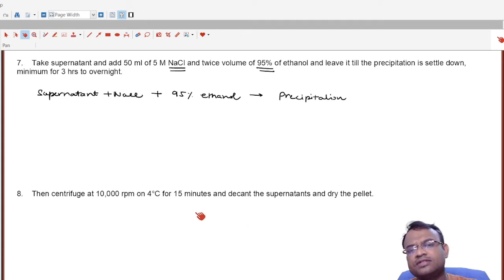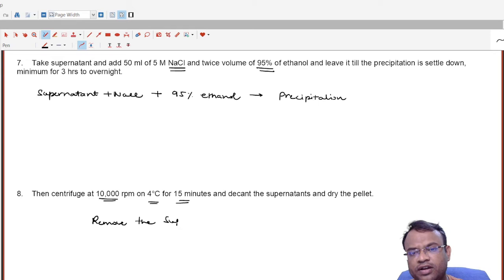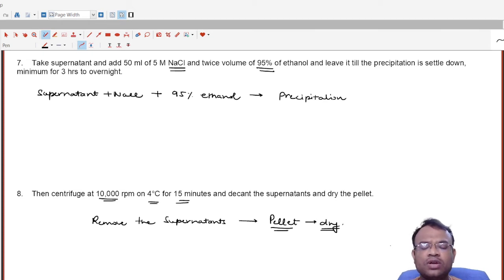Next, centrifuge again at 10,000 rpm at 4 degrees centigrade for 15 minutes and decant the supernatant. After removing the supernatants, you have your pellet. Now this pellet is allowed to dry, because it was having the alcohol also, so that all the alcohol that was present can be removed. Now you are having your pellet only.